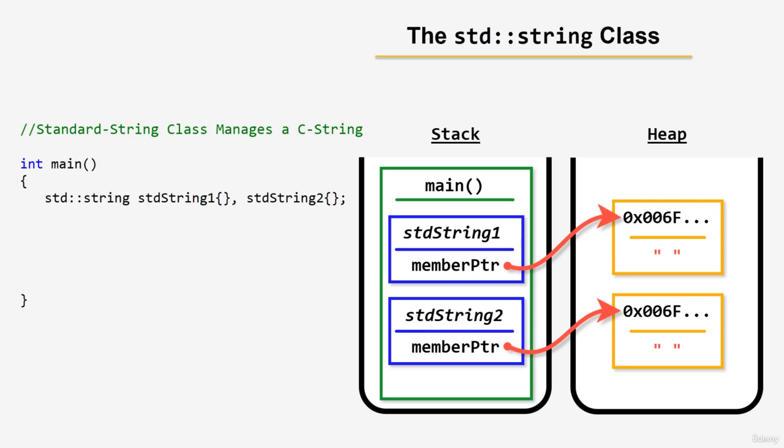For example, in this illustration we have two standard strings on the stack. In the main function we go and instantiate the standard string, and those will then manage objects on the heap. Now those objects will be the character strings which are managed by the string object, and the string class contains many handy member functions that we can use to operate on the string that it manages.